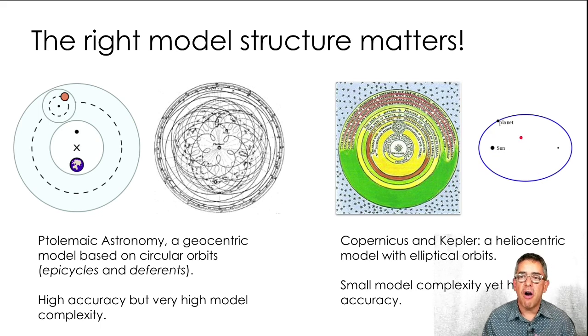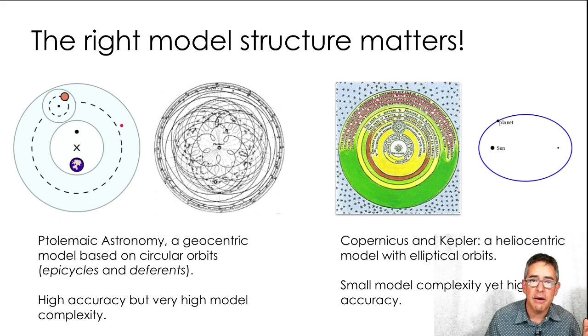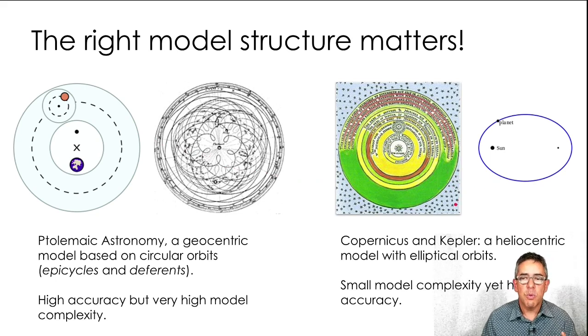This is a far simpler model than the very many circles that the Ptolemaic model needed, and it makes predictions that are just as good. So this is an example where it wasn't about reducing model complexity; you can get both high accuracy and low bias, because you capture the right model structure.